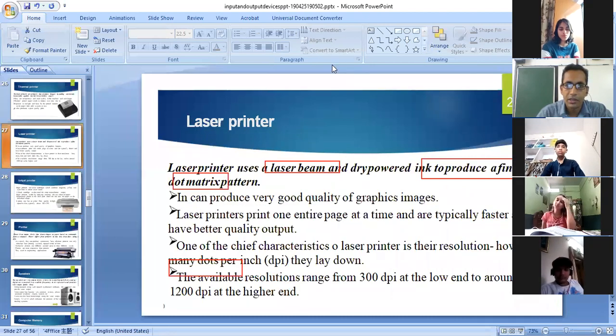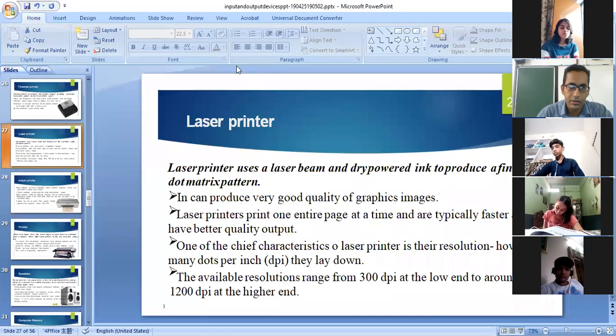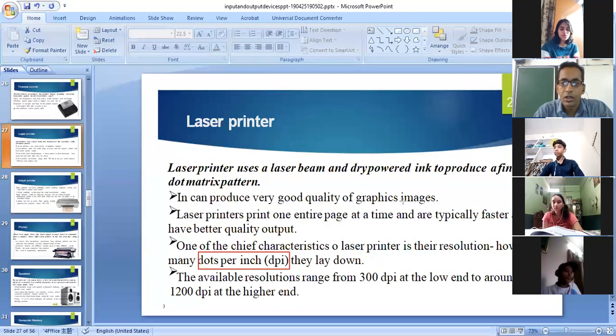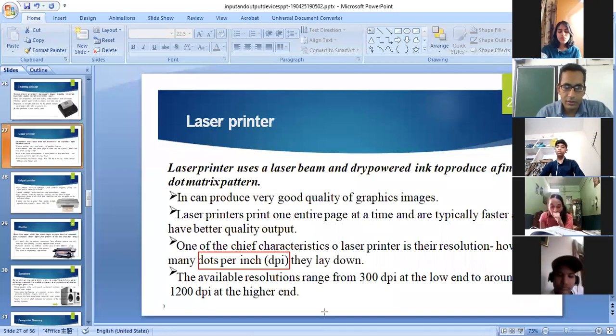The laser printer image is not shared here, but these printers print in dots per inch, DPI. If you see the settings of a printer, you will find that the printing quality is in dots per inch. The more dots per inch, the better the print quality.